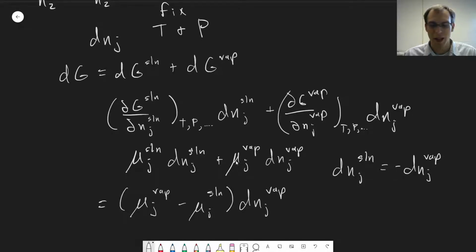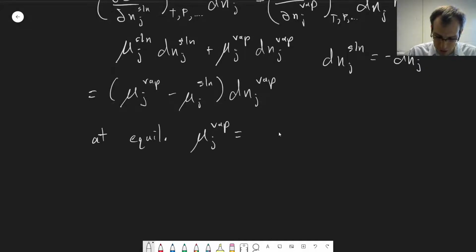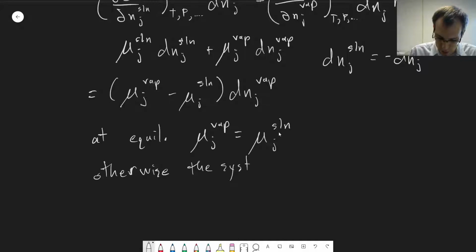So the same criteria apply, that whatever has the lowest chemical potential, the substance will transfer to that phase, right? So at equilibrium, where there's no net change in the number of moles, we know that these two have to be equal to each other, and otherwise the system will move towards the lowest chemical potential.